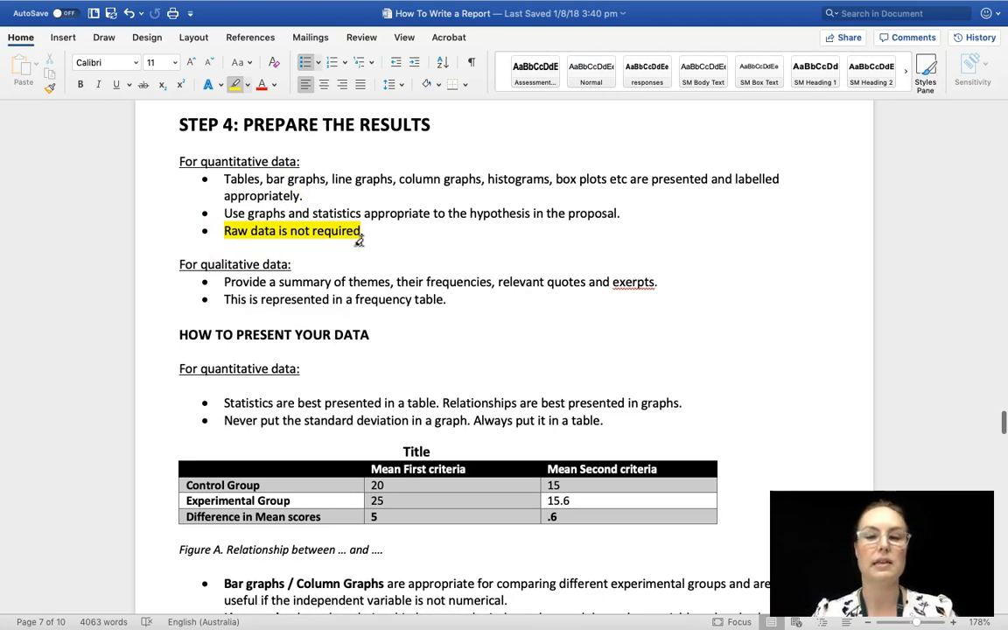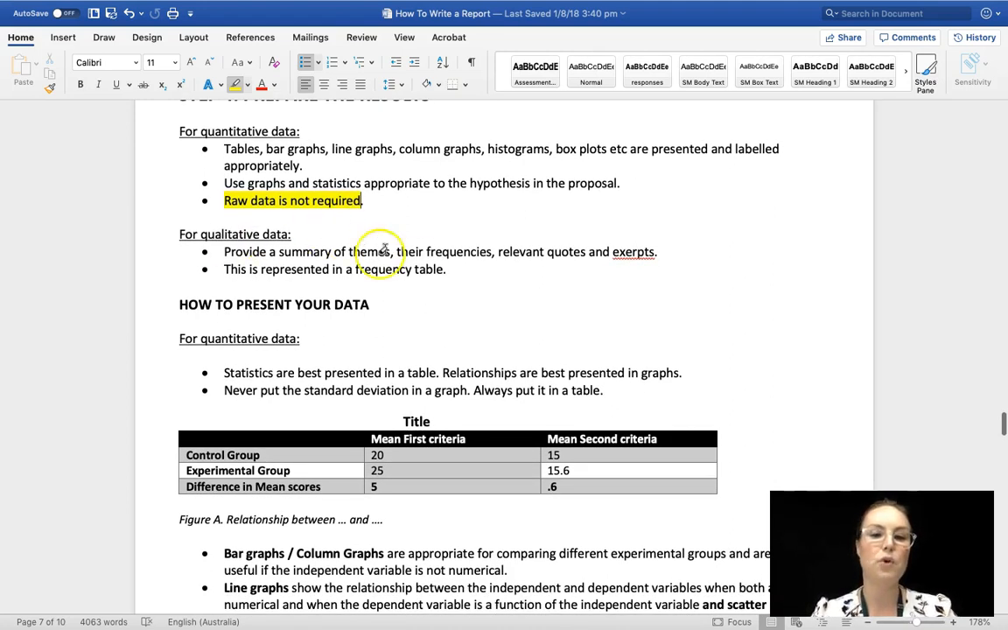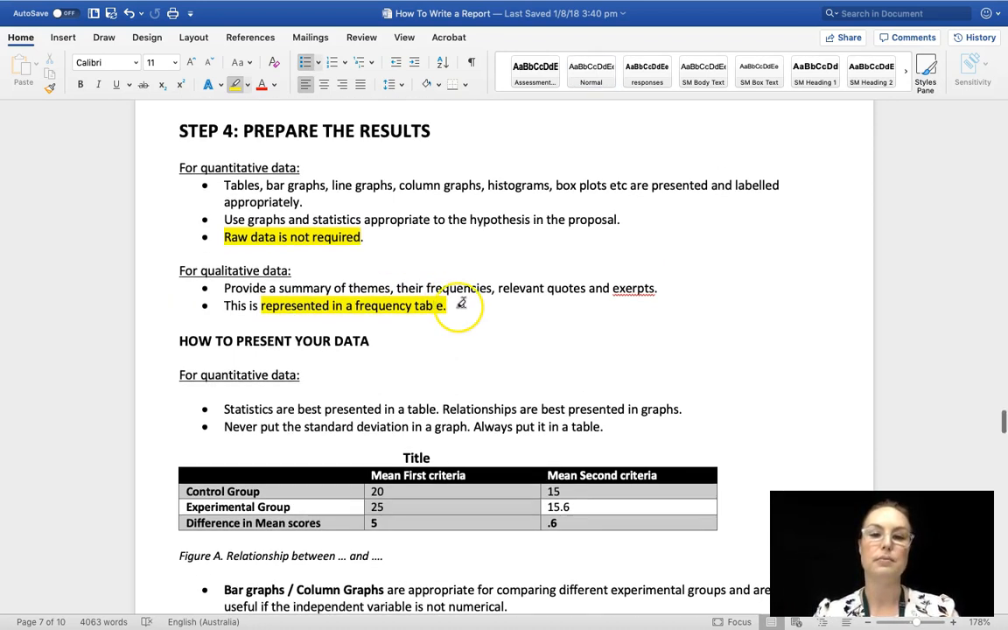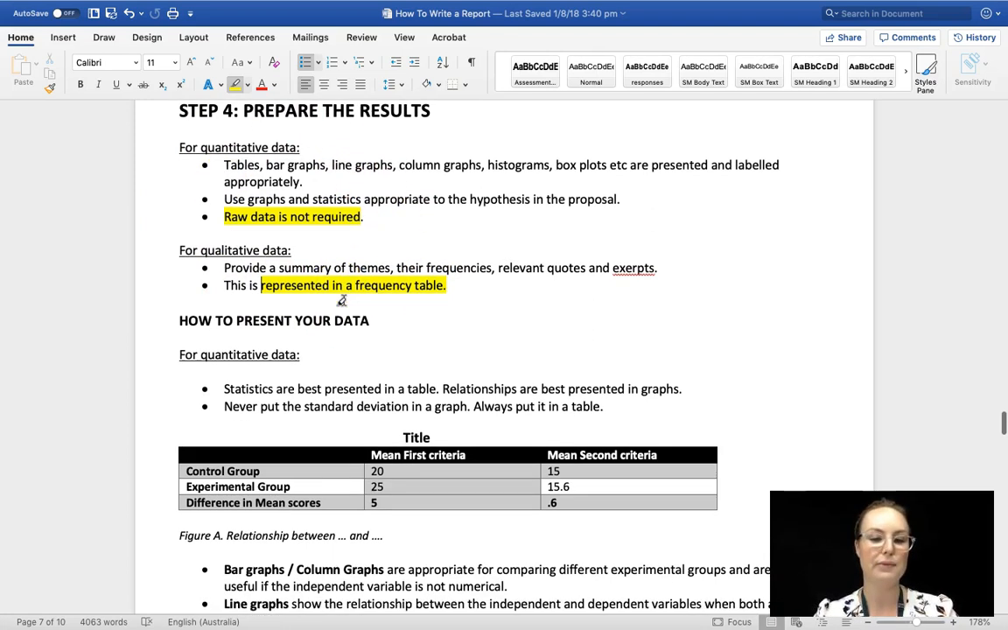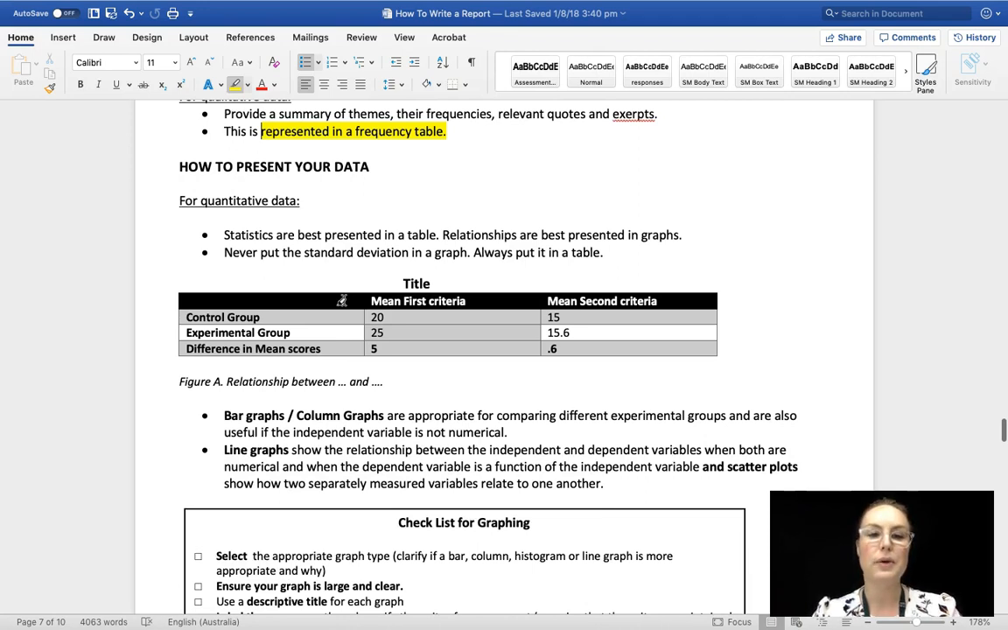So we don't want the spreadsheet that the teacher has compiled for you. For qualitative data, you're going to be doing some content analysis and presenting that in a frequency table. So this is just to divide you initially depending on what kind of data you have. I then have a pretty comprehensive guide about how to present your data.